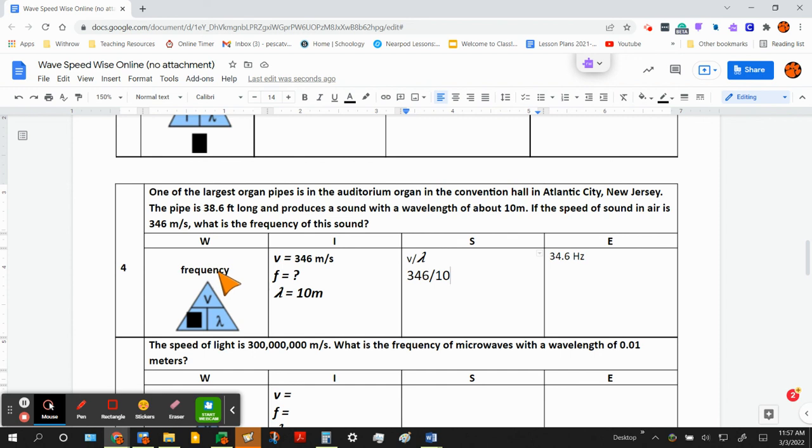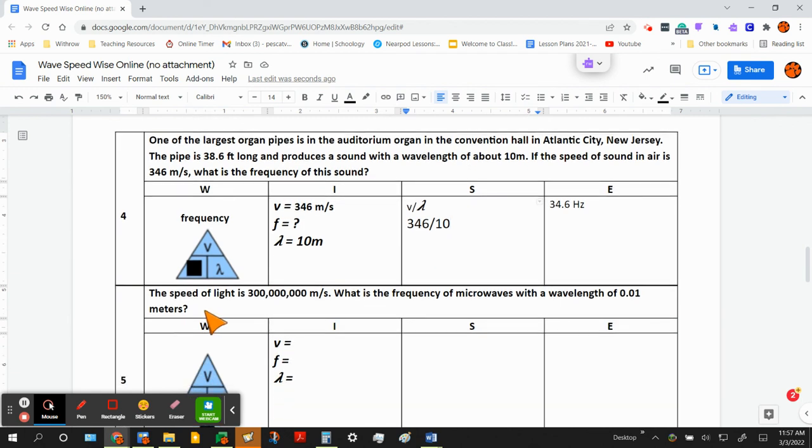This is how you set up and complete WISE problems, and how you calculate the speed, frequency, or wavelength of a wave. There's some other ones where we talk about the speed of light, even though in most of the examples we talked about sound. Both waves work the same way.